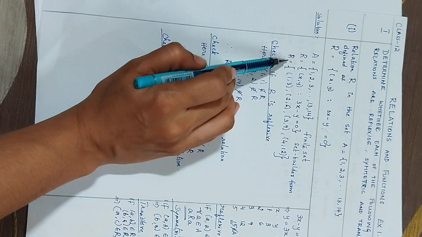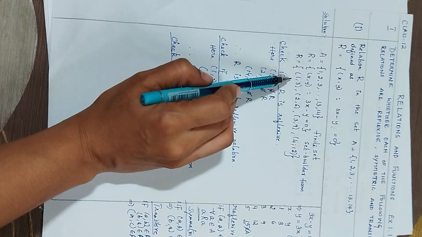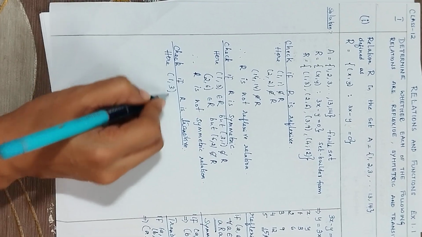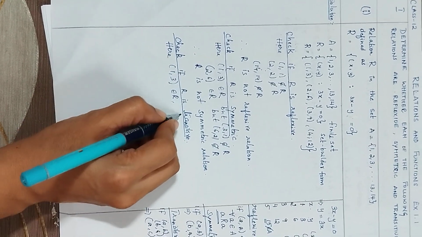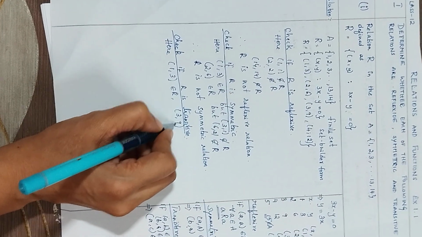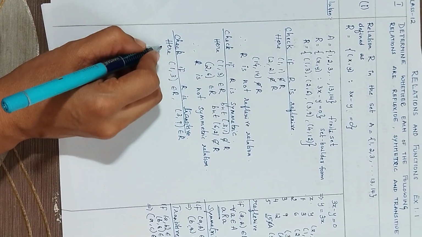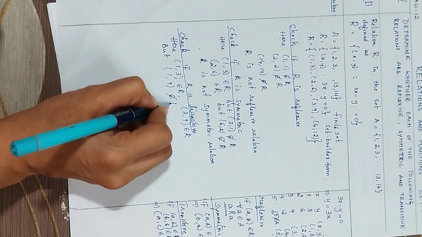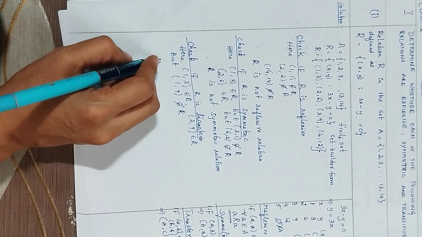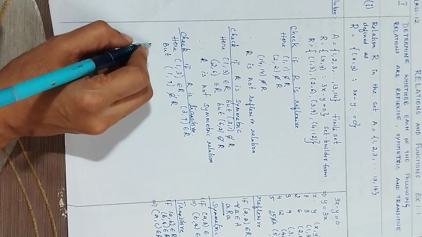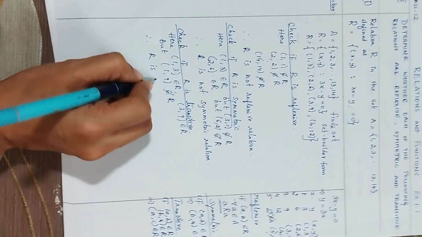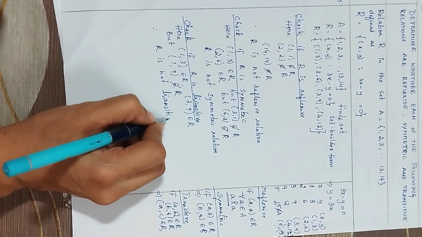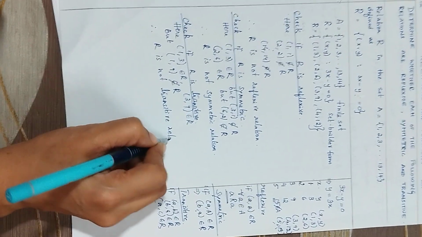So let us check whether this relation is transitive. Let us take one element. Here (1, 3) belongs to R, (3, 9), another element, also belongs to R, but (1, 9) does not belong to R. So what you can conclude here is that R is not a transitive relation.